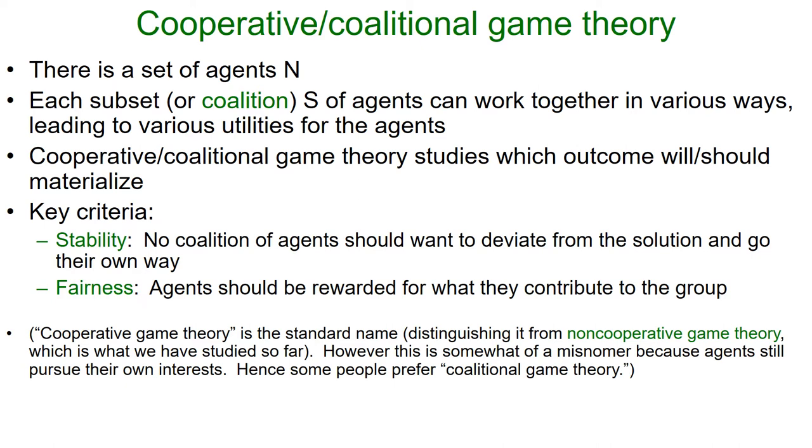So, in a coalitional game, there is a set of agents N, and each subset can work together in various ways leading to various utilities. The coalitional game studies which outcome should materialize. Key criteria are stability and fairness. Stability means no coalition of agents should want to deviate from the solution once you find a solution. And fairness means agents should be rewarded for what they contribute to the group.